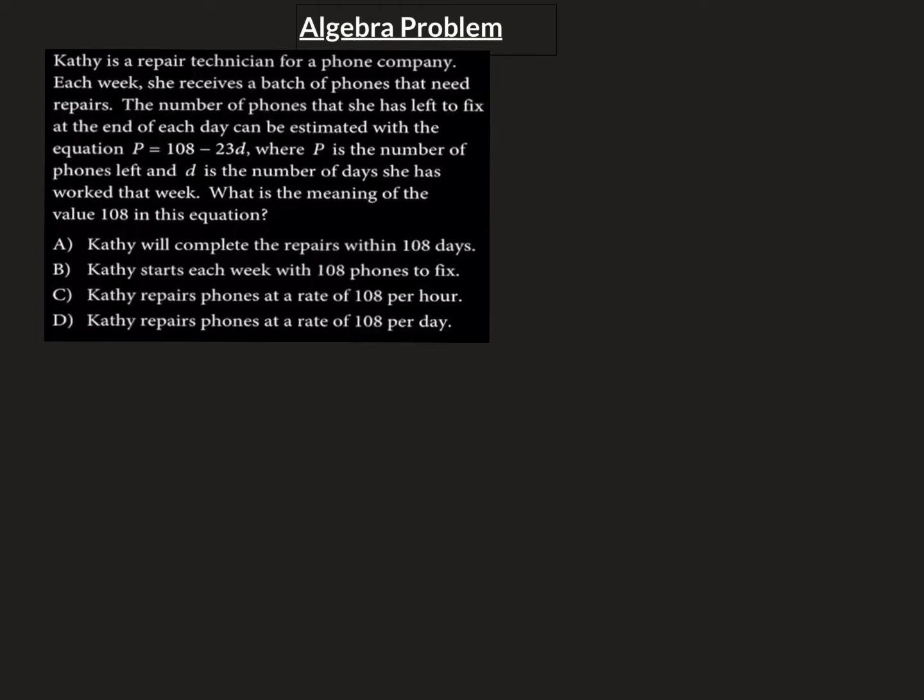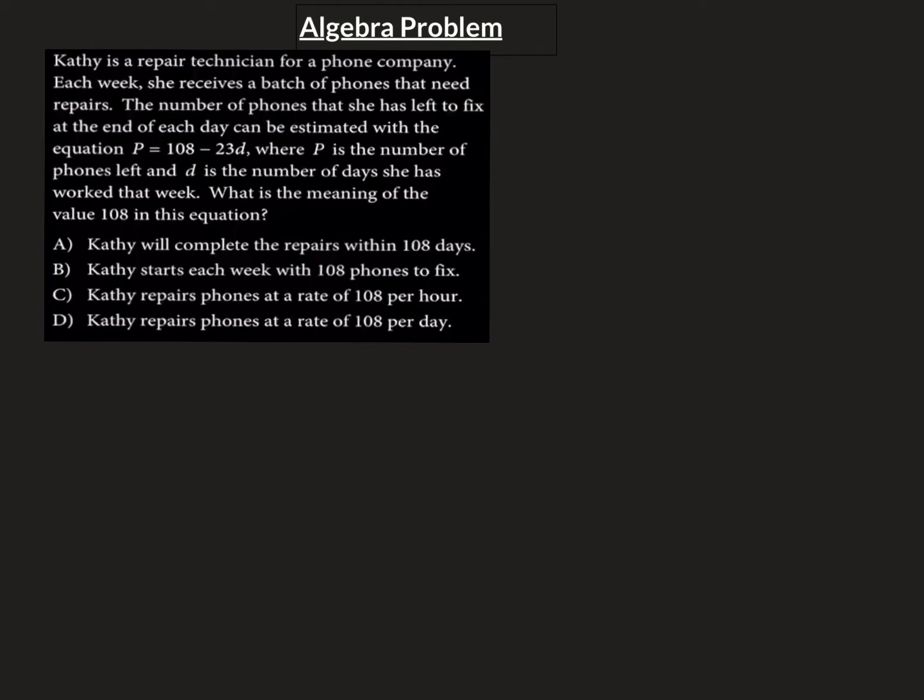The number of phones that she has left to fix at the end of each day can be estimated with the equation P equals 108 minus 23D, where P is the number of phones left and D is the number of days she has worked that week. What is the meaning of the value 108 in this equation?